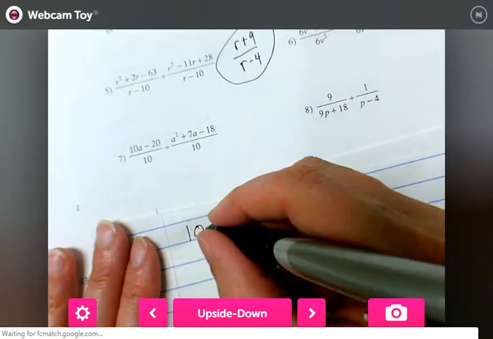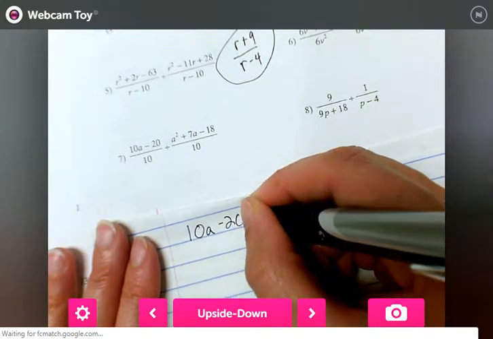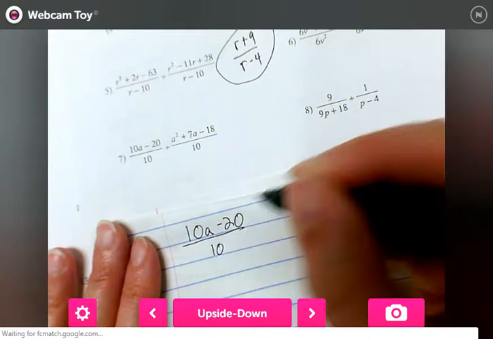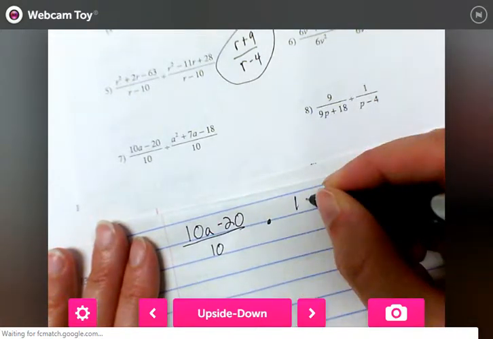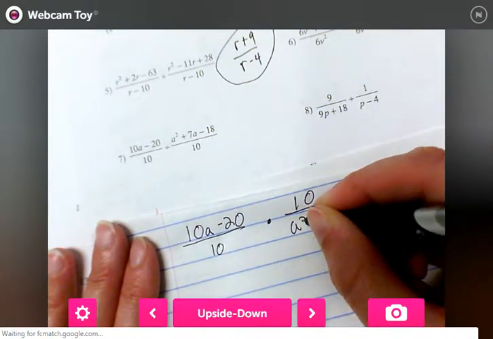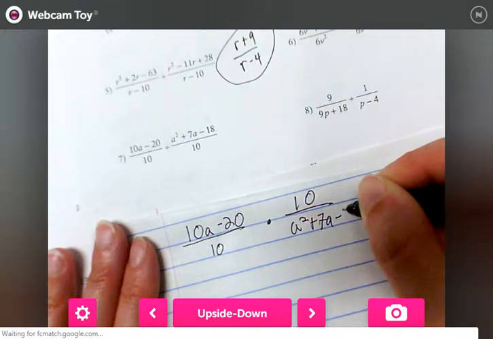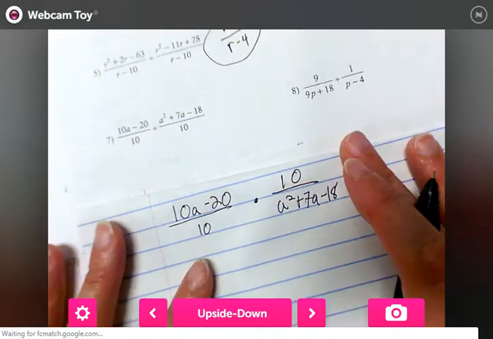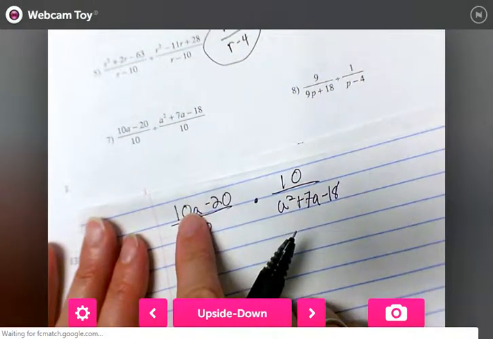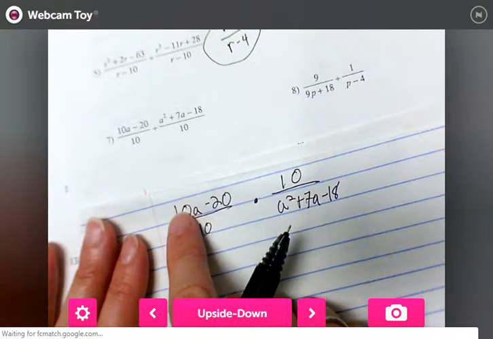I've got 10a minus 20 over 10 times 10 over a squared plus 7a minus 18. Okay? So the first thing I'm going to do is pull a 10 out of here.